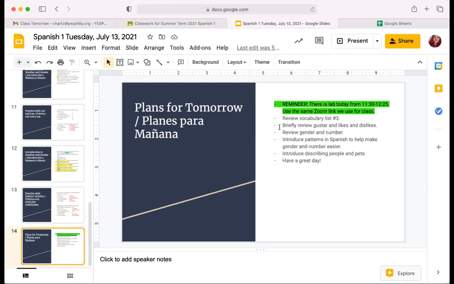So what we're going to do for tomorrow, we'll review the vocabulary list. We'll briefly review gustar and the likes and dislikes. We'll definitely review gender and number. We'll introduce patterns in Spanish to help make gender and number easier. They're patterns that normally happen, so that'll help you understand that even better, like if it ends in an O or an A and how that works. Nothing too difficult. And we might get into describing people and pets. That kind of depends on how gender and number go and how you feel about it. So that's kind of what we're going to do.